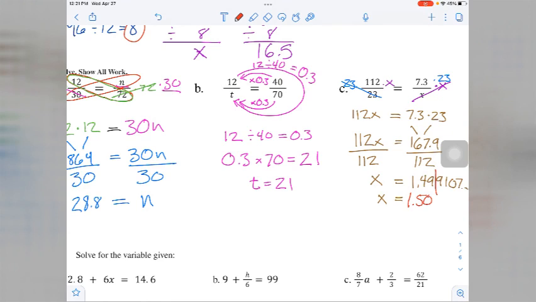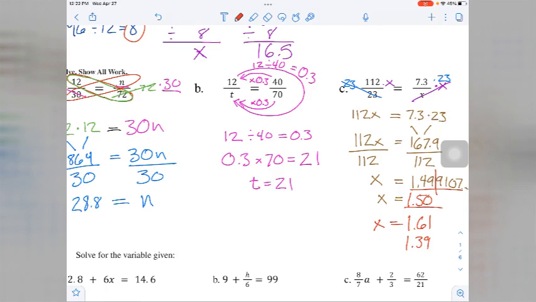So if you came up with either of those two answers, 1.61 or 1.39, I still counted it correct because I don't think you did anything wrong. I think your calculator was doing something wrong.